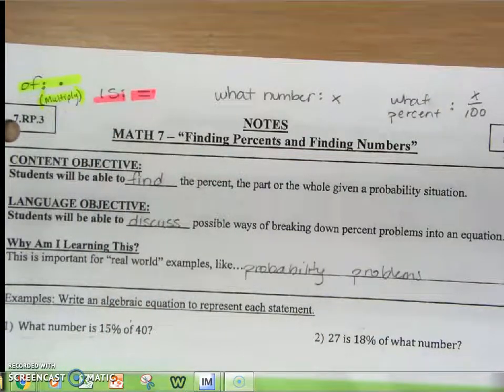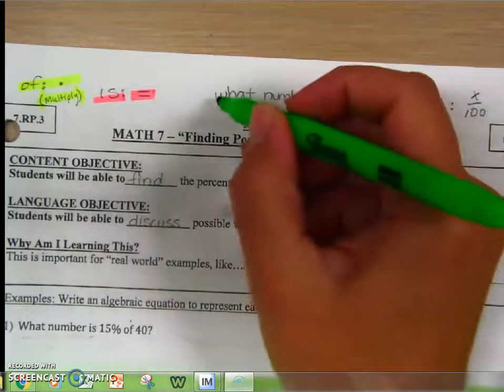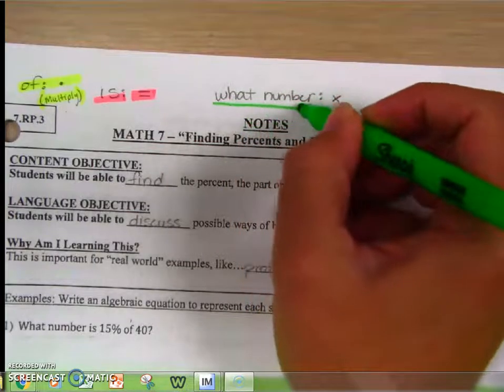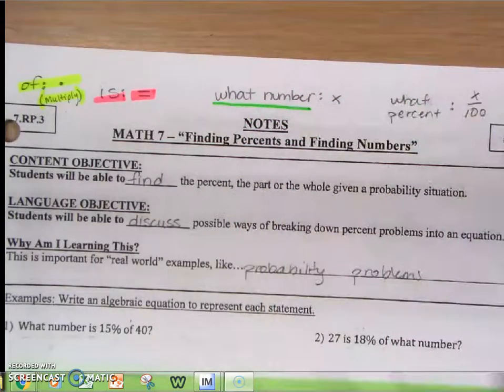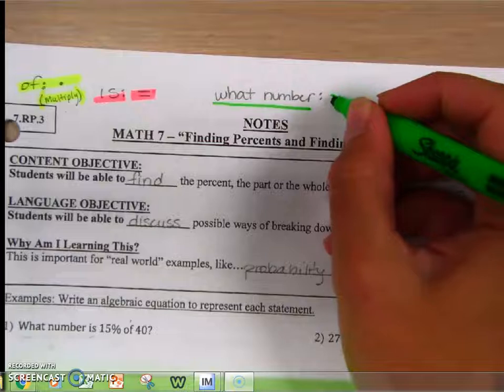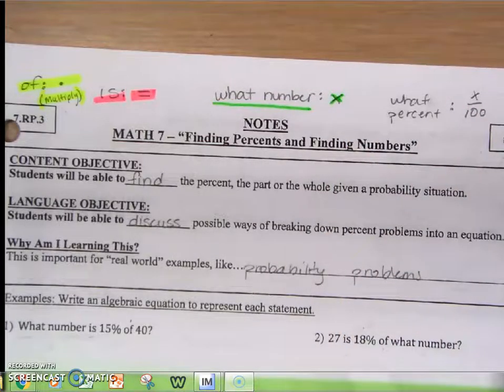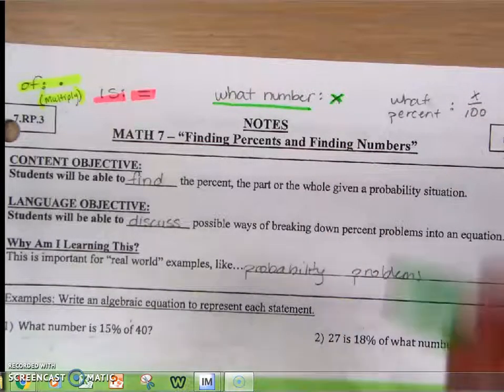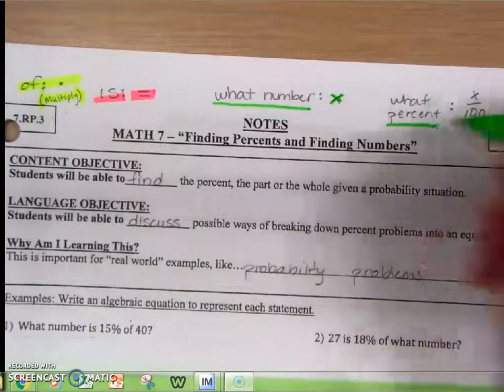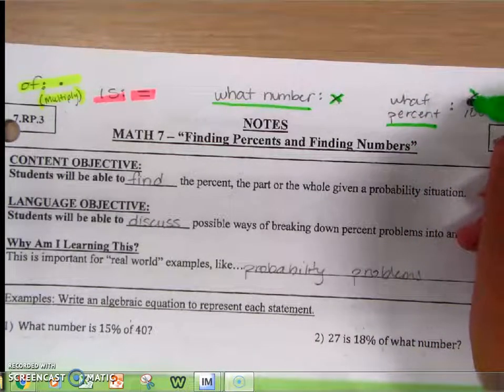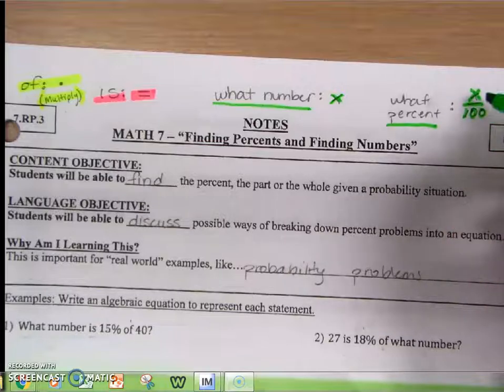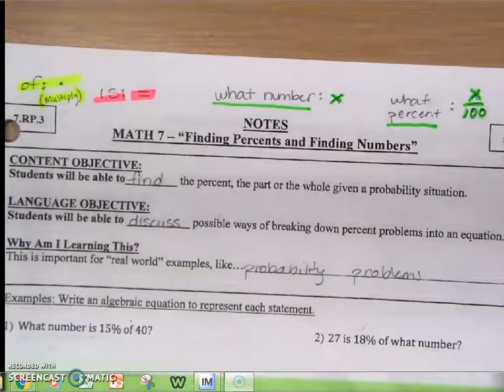Up next here we have what number. If we're looking for a number, I'm going to have you underline what number, and we're going to replace that with an X. X means we don't know the number yet, we're just holding a spot for it. And if it says what percent, I'm also going to underline that one. We know percents are out of 100. So for example, if it said 60%, it would be 60 over 100.